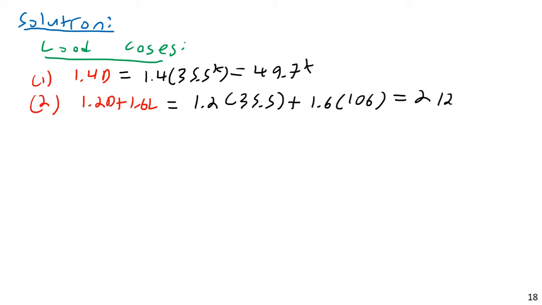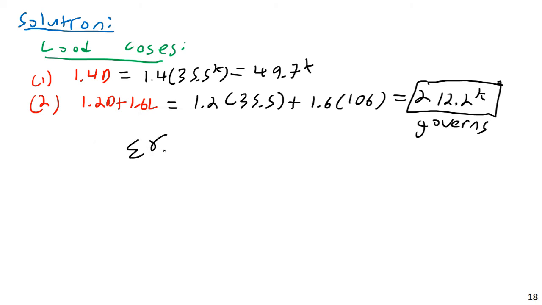Now again, in most real world cases, you're going to have a case 3, a case 4, etc. But for our example here, we are only given 2 loadings. We've simplified this a bit. I just wanted to provide these as a reminder of how you actually calculate factored loads. So in this case, this one will govern. In other words, in terms of our more generic equations, our sigma phi qi would be equal to 212 kips.